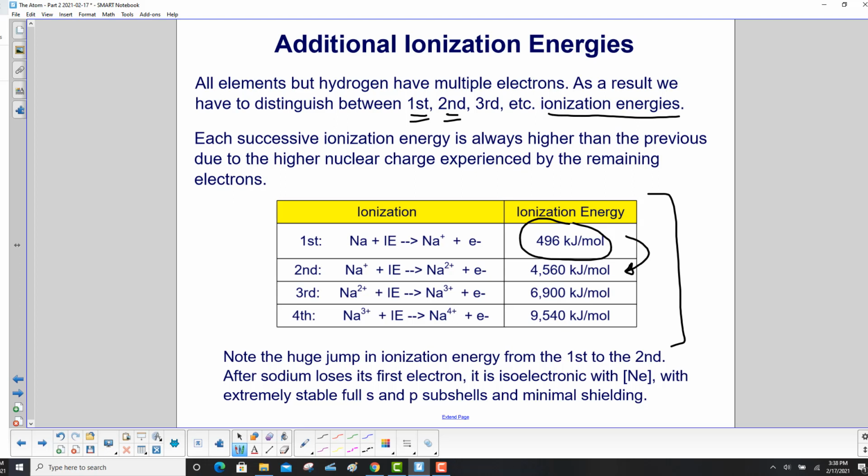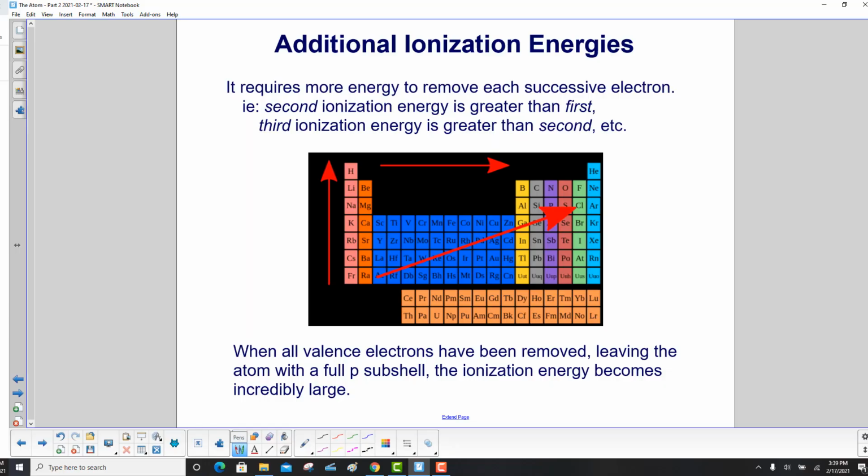After sodium loses its first electron, it is isoelectronic with neon. Neon has extremely stable, full s and p subshells and minimal shielding. It requires more energy to remove each successive electron. So the second ionization energy is greater than the first, the third greater than the second, etc. When all valence electrons have been removed, leaving the atom with a full p subshell, the ionization energy becomes incredibly large.